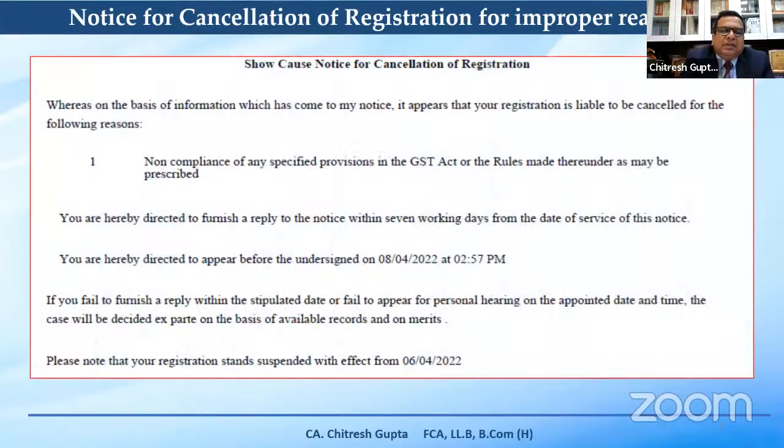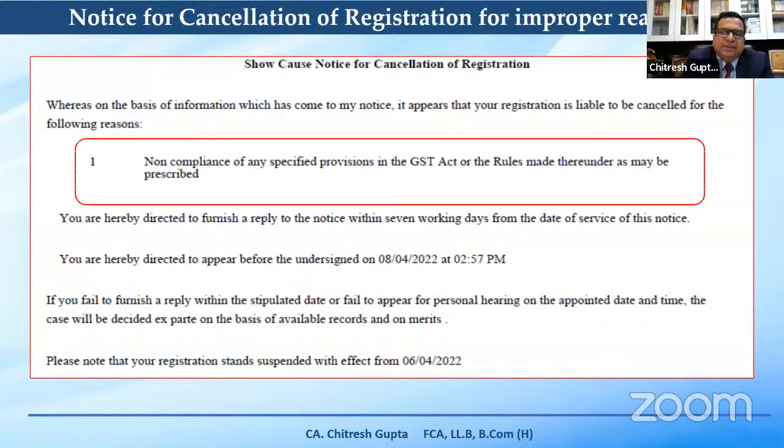For example, nowadays we are receiving a lot of notices for cancellation of registration for improper reasons. I am sharing one of the practical notices which I have received in one of my client's cases. The reason mentioned in the SCN is non-compliance of any specified provision in the GST Act or the rules made thereunder as may be prescribed. So, sir, here it can be seen that this is a show cause notice which does not contain any specific reason. It just says non-compliance of a specified provision. So what are the specified provisions? There are so many provisions and clauses specified in section 29 of the CGST Act for cancellation of registration. Then in the rules also there are certain clauses which are given.